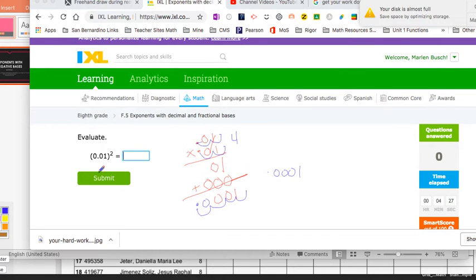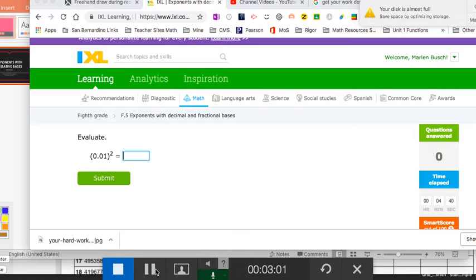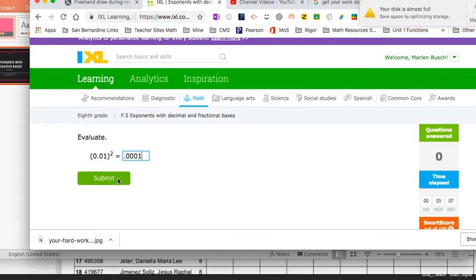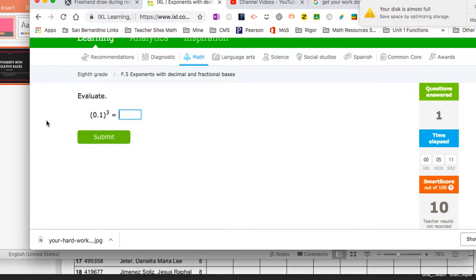All right, so let's go ahead and put in our answer. Let me erase this. Too many apps playing at once here. So there's my answer. We're going to submit. Great. Okay, next one.